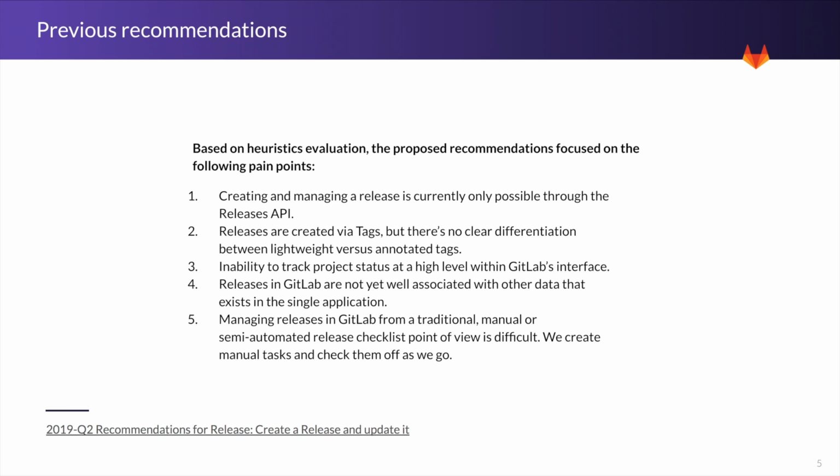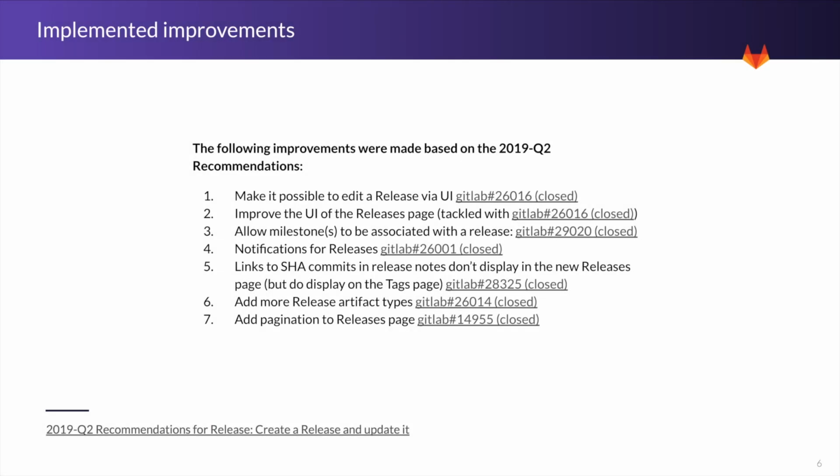Based on the heuristic evaluation, I focused on the most painful areas of the workflow. These areas involve creating a release using the interface, making a clear differentiation between tags and releases, making releases easier to find, associating important data to it, such as milestones and issues, and general beautification of the workflow pages. I proposed a series of recommendations that, once implemented, will help us improve the benchmark score. We had a total of 7 issues implemented from these.